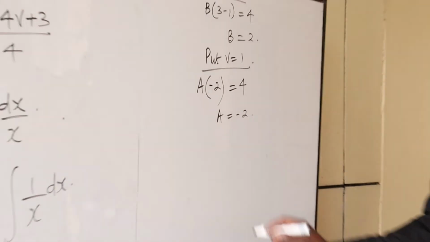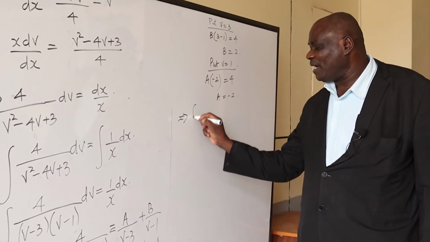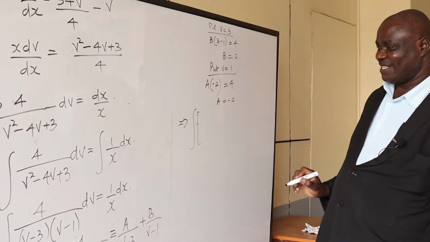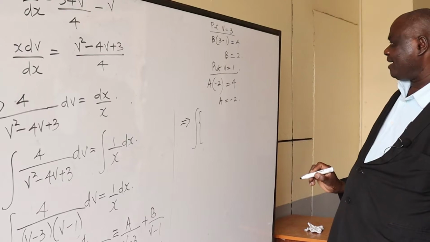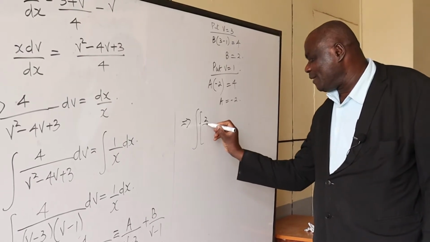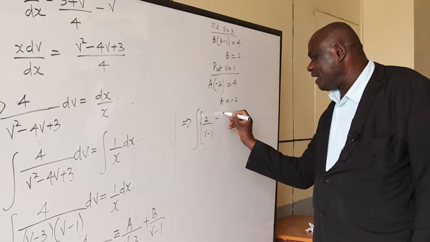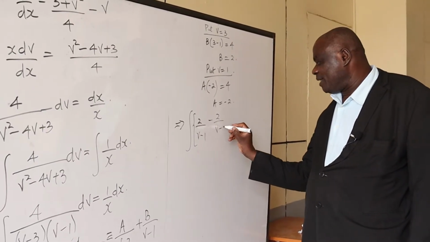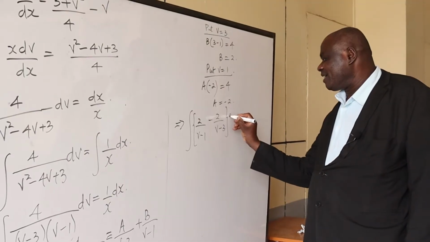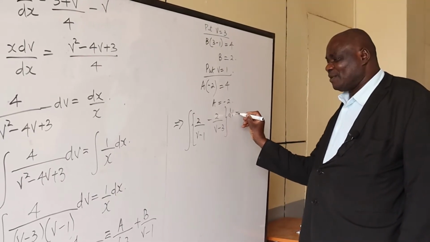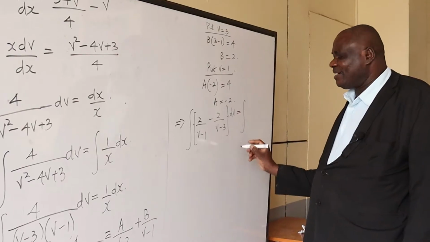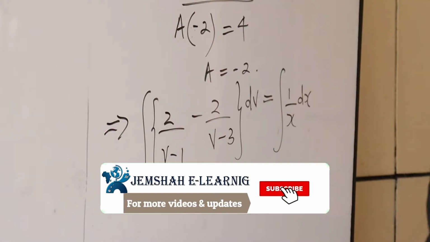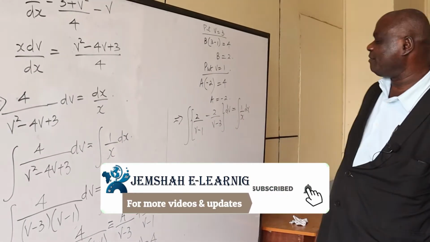Now after getting that, we say this implies what? Our integral now becomes what? A is negative 2, B is positive 2. So 2 all over v minus 1 minus 2 all over v minus 3 dv is equal to the integral of 1 all over x dx. Let's have that integral sign.